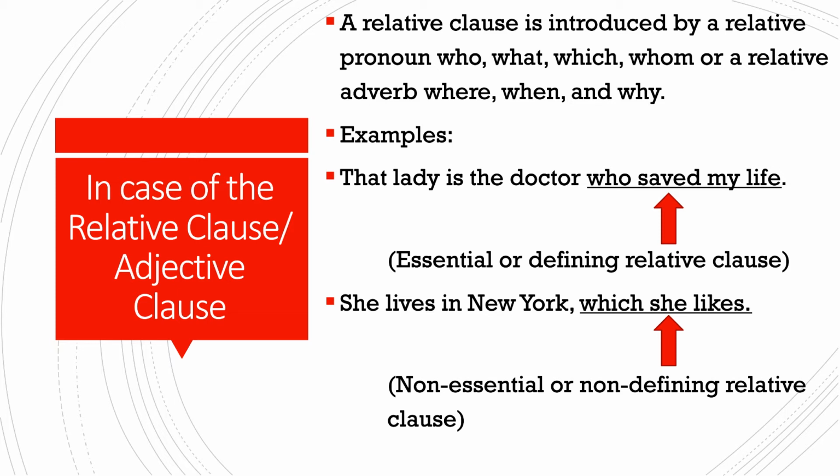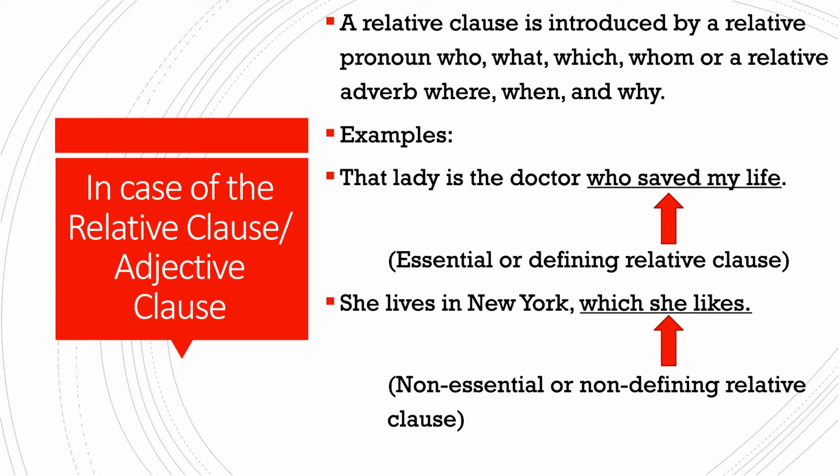Now look at the example. That lady is the doctor who saved my life. In this sentence, who saved my life is the relative clause. If we remove it, what happens? That lady is what doctor? The meaning is not complete. This relative clause is essential to give the complete information. That's why it's called the essential relative clause. Essential means here it's very important and it cannot be removed.